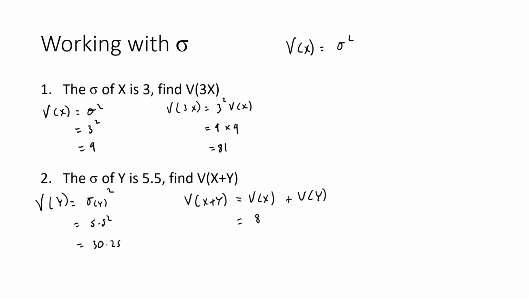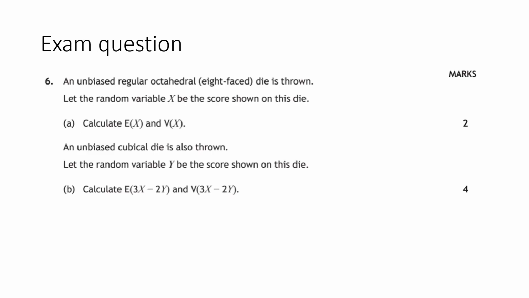Now V of x plus y is the same as V of x plus V of y, which is 81 plus 30.25, which gives us 111.25. This exam question tests most of the things you've learned, so have a shot at this.